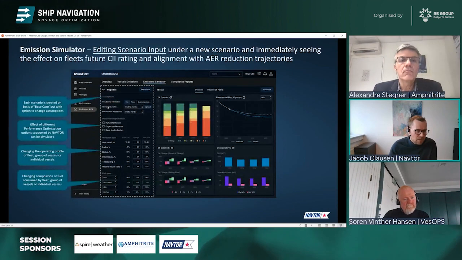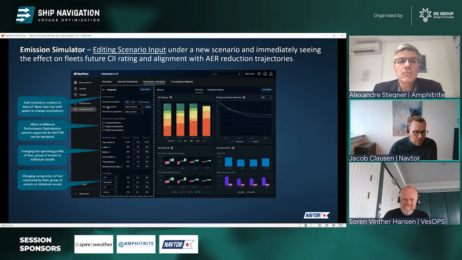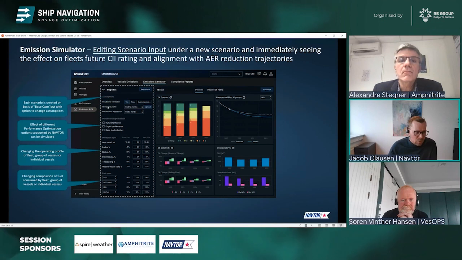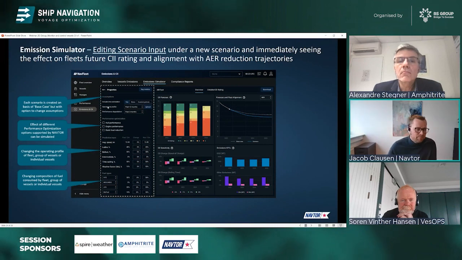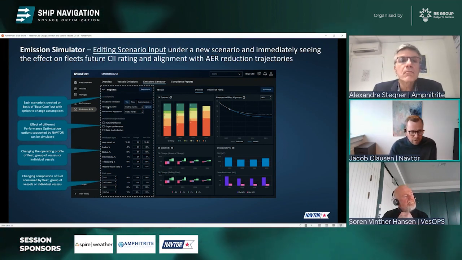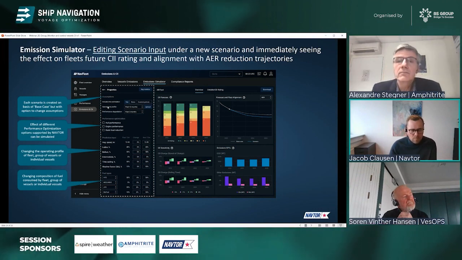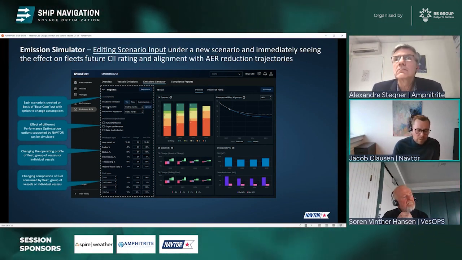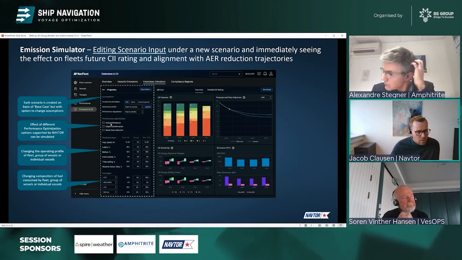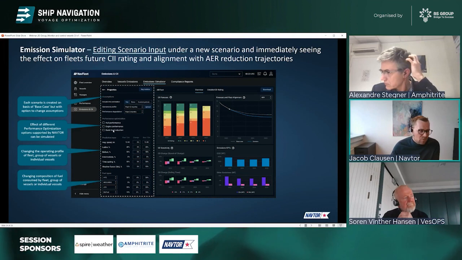Another part here is our emission simulation tool, which is very much along the lines that Søren was talking about. But this is basically a scenario simulation tool where you can define a scenario. So you have a base case based on a prediction of how the fleet or vessels perform now. So basically taking an operating profile for the last 3 months, 6 months, or 12 months, or you can upload a schedule for your vessels as well. You can also assume a given performance degradation, and you can input different performance optimization strategies as well.